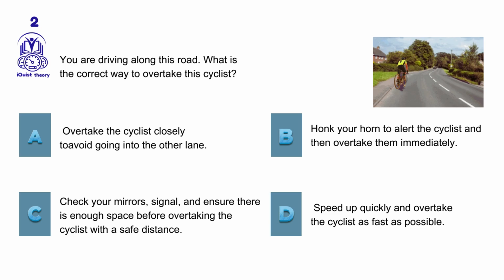Question 2. You are driving along this road. What is the correct way to overtake this cyclist? A. Overtake the cyclist closely to avoid going into the other lane. B. Honk your horn to alert the cyclist and then overtake them immediately. C. Check your mirrors, signal, and ensure there is enough space before overtaking the cyclist with a safe distance. D. Speed up quickly and overtake the cyclist as fast as possible.